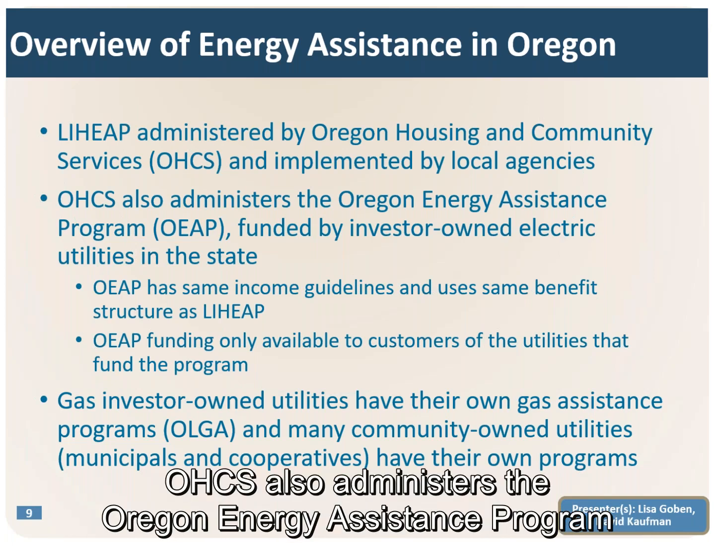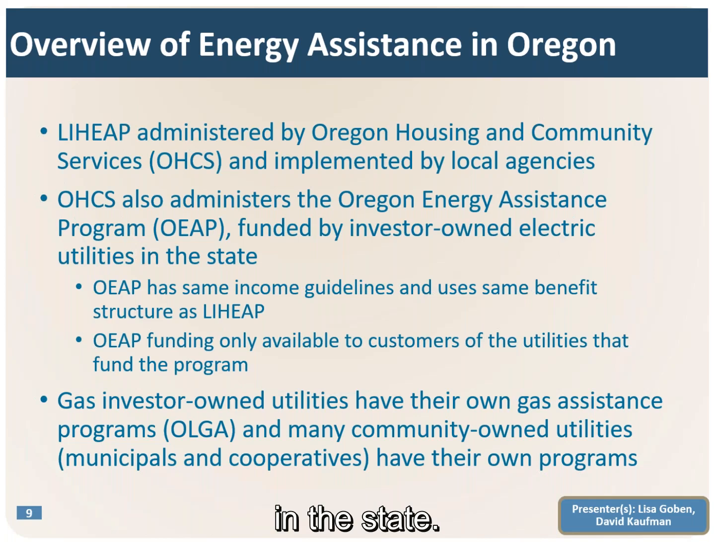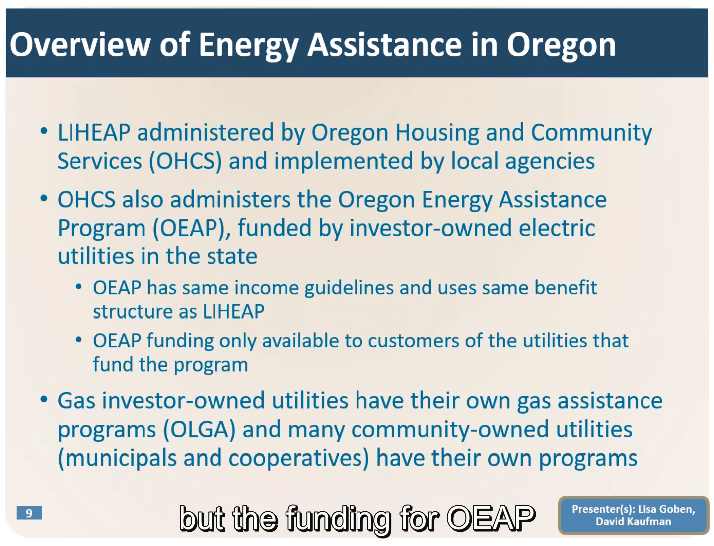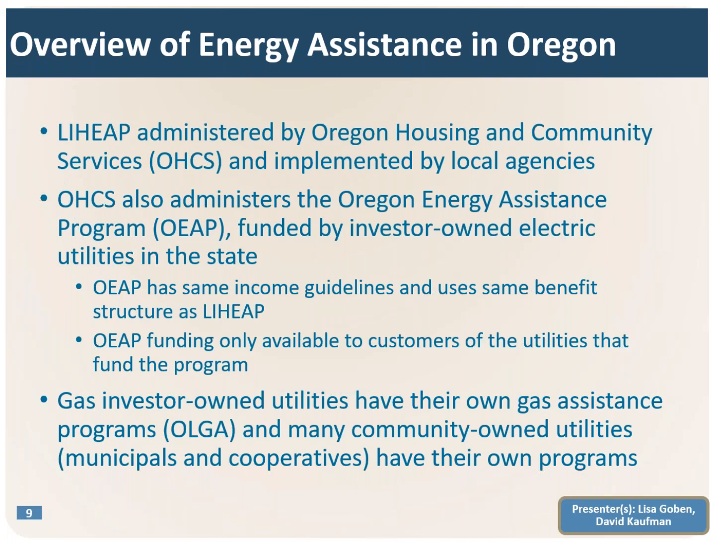OHCS also administers the Oregon Energy Assistance Program that we call OEAP, which is funded by investor-owned electric utilities in the state. OEAP has the same income guidelines and uses the same benefit structure as LIHEAP, but the funding for OEAP may only go to customers of the 2 utilities that fund that program.